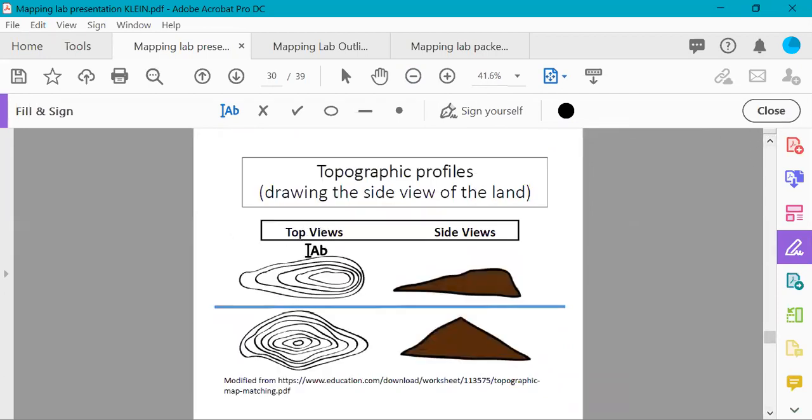In this case, this shows you the top view, or the contour map, of a hill. And then on the right, it shows you what the side view of that same piece of land looks like. And you have 2 different examples here of hills and what the land looks like from the side.